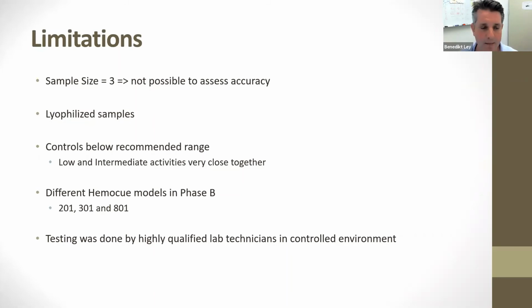In phase A, HB readings were compared to a HemoQ 301. However, in phase B, the reference method for HB readings differed by site. While most sites used the 301 or 201 model, some sites used different models, such as the 801 model. And this will have contributed to the observed mean difference in HB readings.